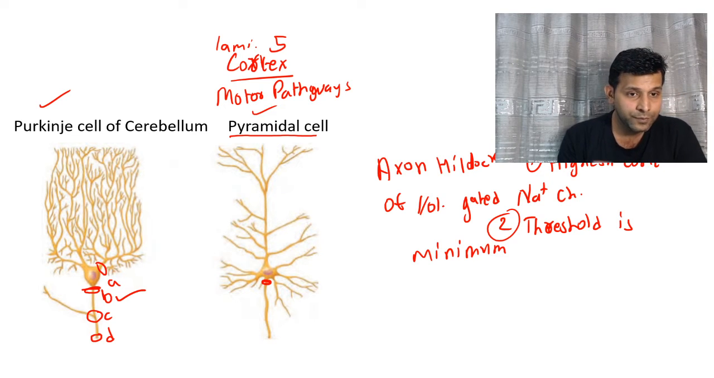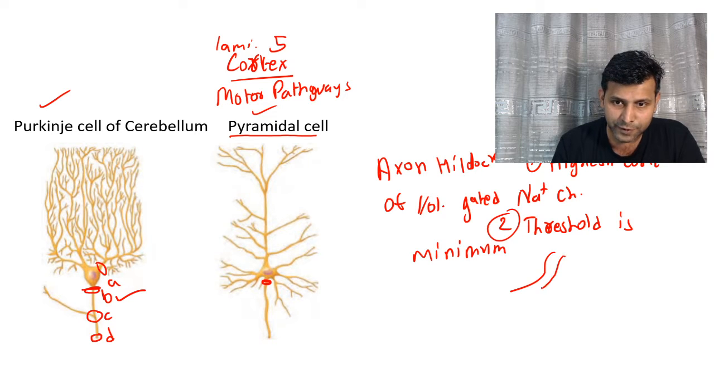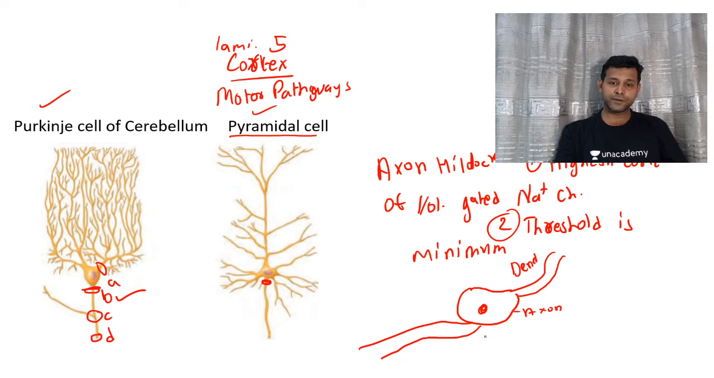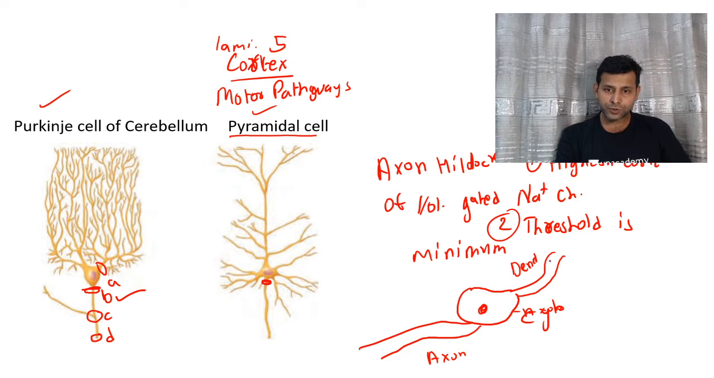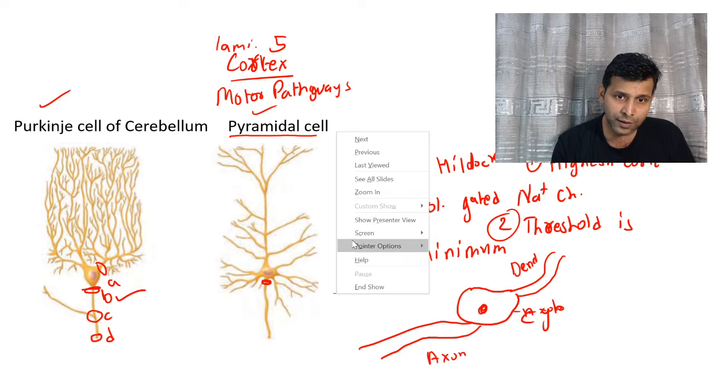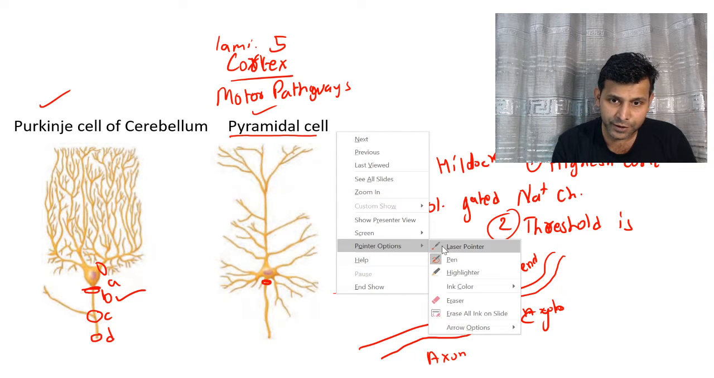Now, let us try to understand one more thing here. Suppose this being a dendron, and this being the cyton of a cell, and this being the axon of a cell, I am just taking a pictorial manner. This being the dendron, this being the cyton, and this being the axon. We'll just take one more thing here.